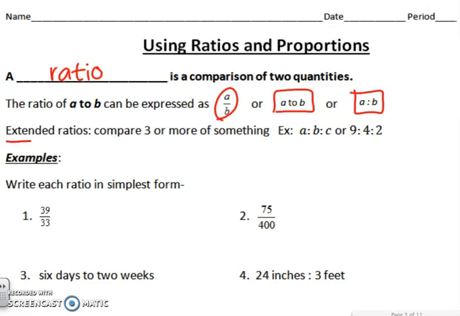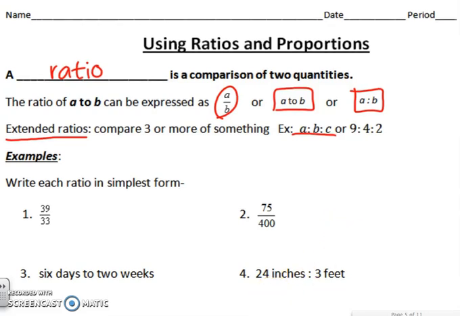Extended ratios are just ratios that compare three or more things. So with geometry, sides of a triangle, angles of a triangle, okay? And that's just written like this, A to B to C. So for example, 9 to 4 to 2 could be the ratios of the angles of a triangle, or something like that, okay?